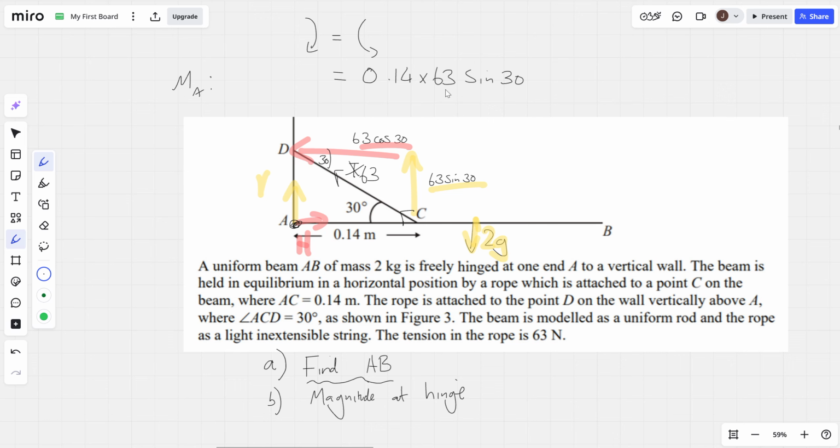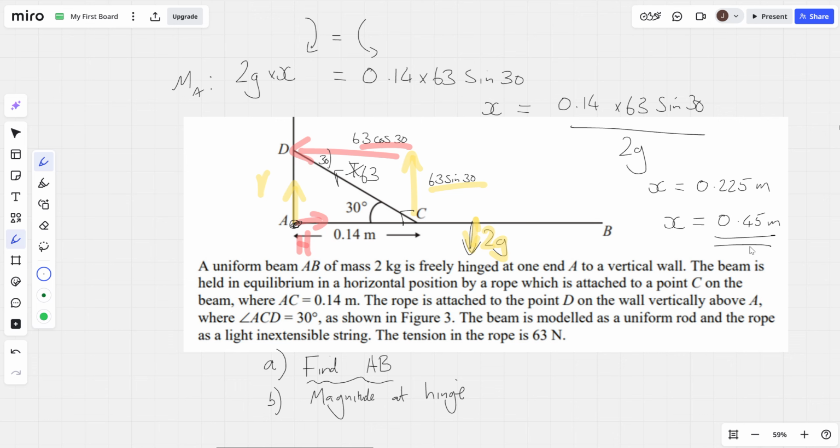How about the next part? The next thing is the clockwise, which is the weight. So we know that it's 2G. And we don't know the distance, but we know that it's half of the whole thing. So there's lots of ways you could do this. I'm just going to call the distance of where it is X, and then I'll double X at the end to find AB. So if I rearrange this, I get X equals 0.14 times 63 sine 30 over 2G. And I should get that X is equal to 0.225 meters. So AB must be 0.45 meters. Okay, so that's how I would do part A.